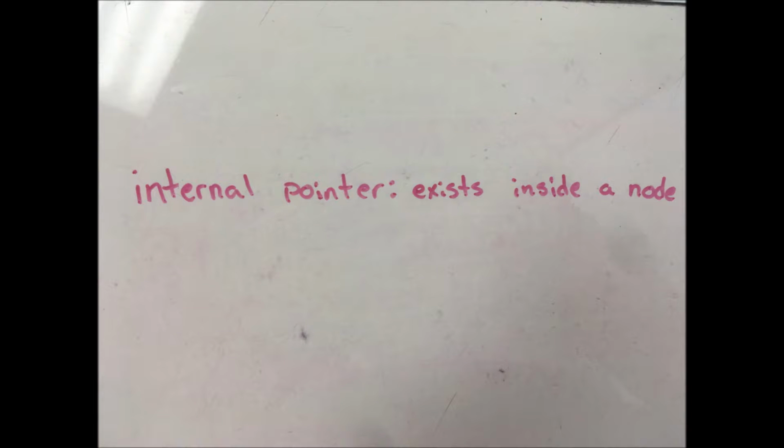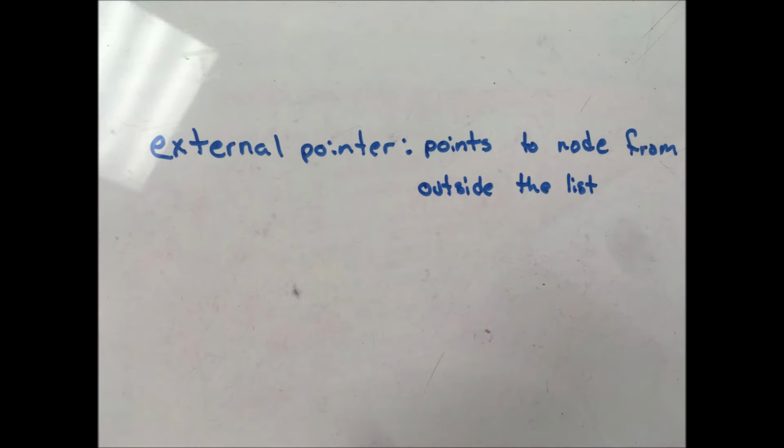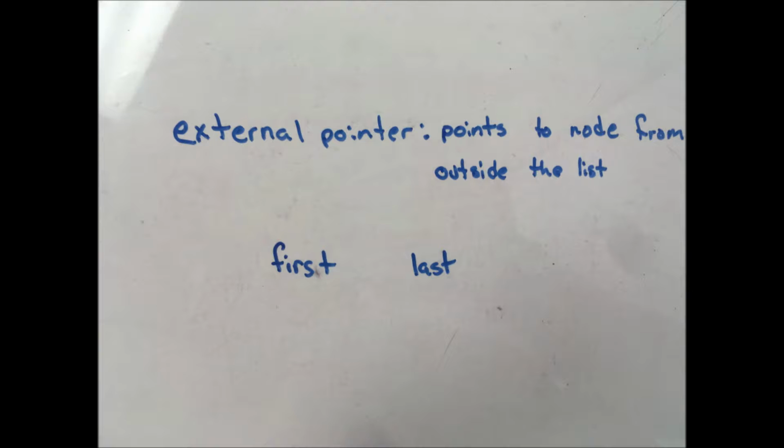An internal pointer is one that exists inside a node. An internal pointer joins one node to the next in the linked list. An external pointer is one that points to a node from outside the list. Every linked data structure must have at least one external pointer that allows access to the data structure. The linked list in this lesson has 2 external pointers, first and last.